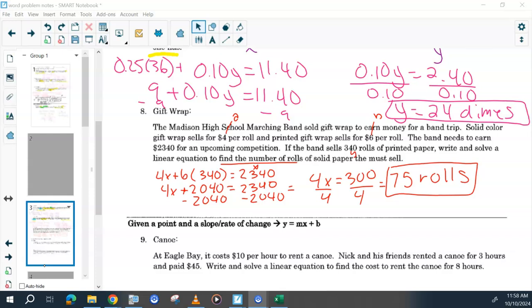After being with my 8. Who else got 75 rolls? But the rest is good. We didn't. It's okay. We will practice. Did we have any questions about that one?